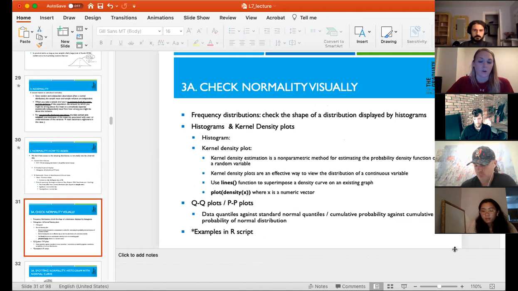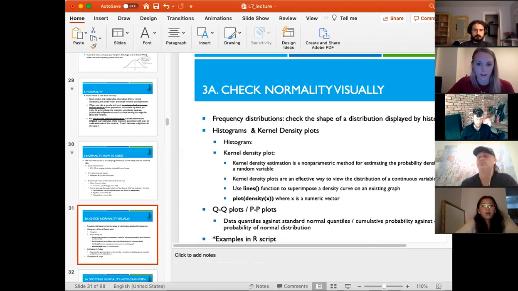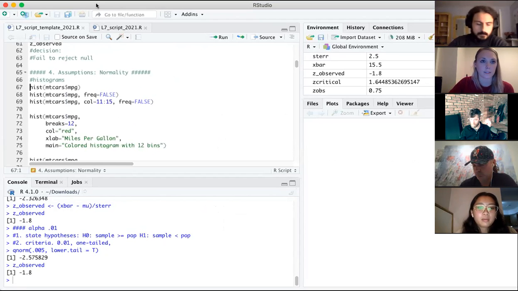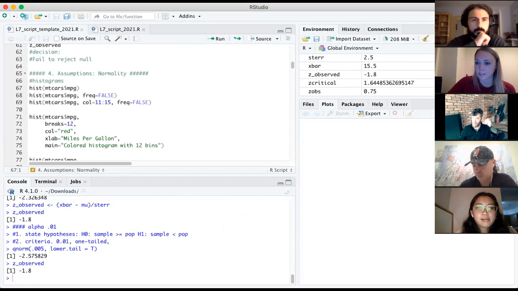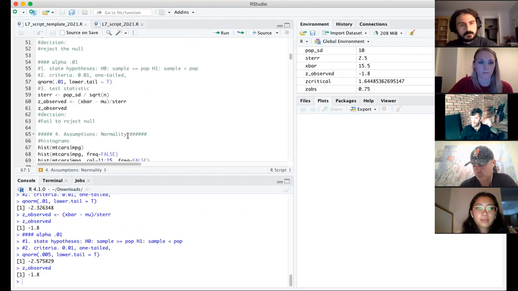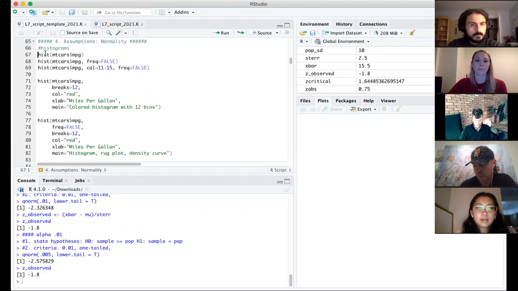All right, so I'm going to go into R. If you want to also hop in there, I think I already have some code written where we can test some normality. So if you come down to, for me, it's line 67, might be a different line for you guys, but it's essentially after we did our z-test here.